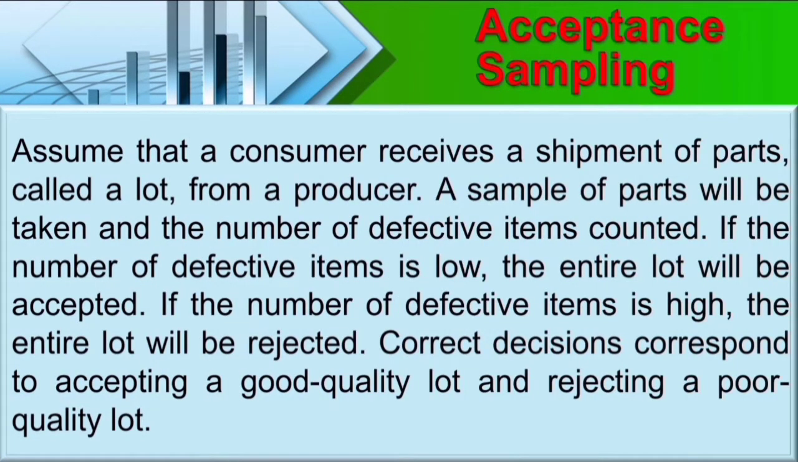Acceptance sampling. Assume that a consumer receives a shipment of parts called a lot from a producer. A sample of parts will be taken and the number of defective items counted. If the number of defective items is low, the entire lot will be accepted. If the number of defective items is high, the entire lot will be rejected. Correct decisions correspond to accepting a good quality lot or rejecting a poor quality lot.